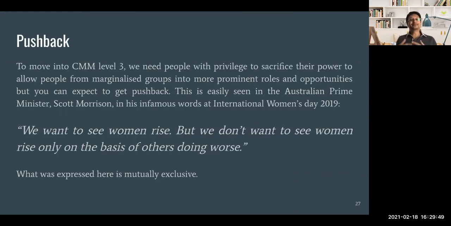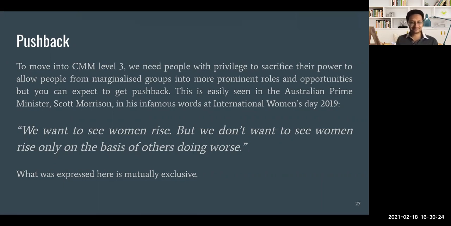But when you move into CMM level 3, when you're getting people who currently have privilege, and privilege is usually, I've never had to experience this before, so I don't understand it, to sacrifice the power to allow people from marginalized groups into more prominent roles and opportunities, you can expect to get pushback. So on International Women's Day, it's a really horrible thing that this was said. The Australian Prime Minister, who's the top politician in Australia, Scott Morrison, said this on International Women's Day: "We want to see women rise, but not at the expense of others."